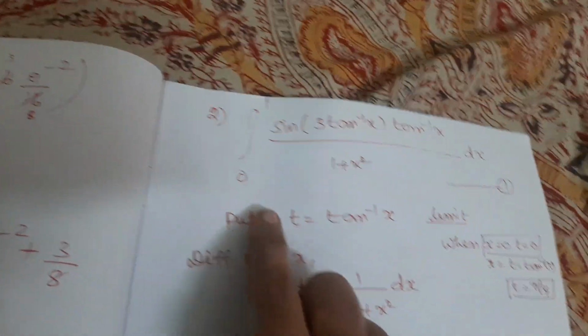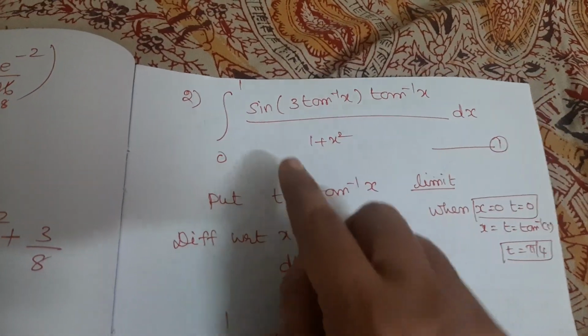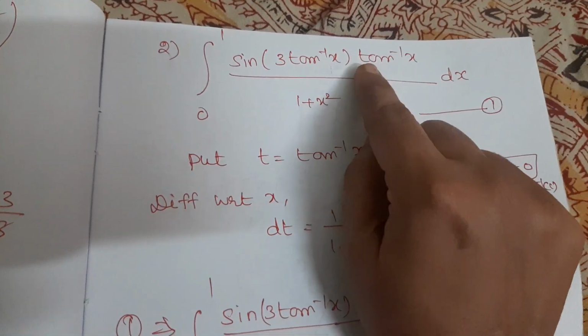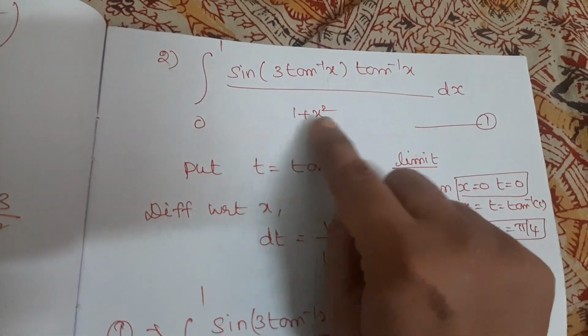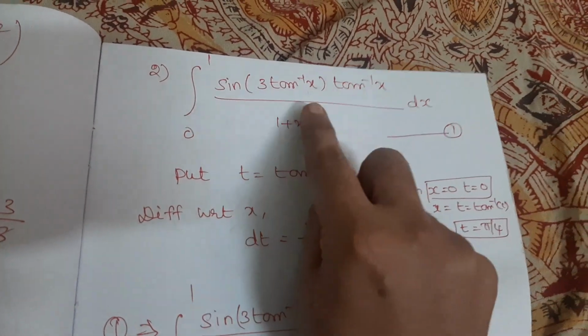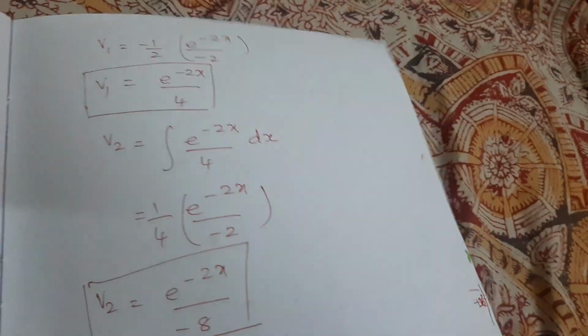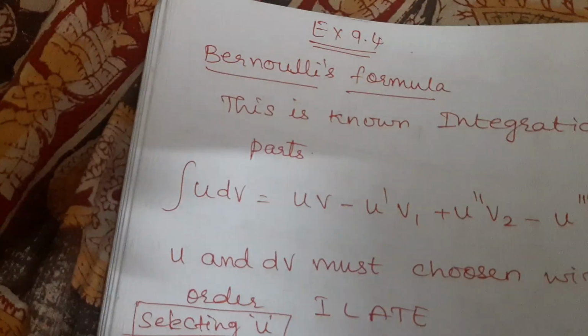Now the second question is the integral from 0 to 1 of sine of 3 tan inverse of x, into tan inverse of x by 1 plus x square, dx. So this one I want to do using Bernoulli's formula.